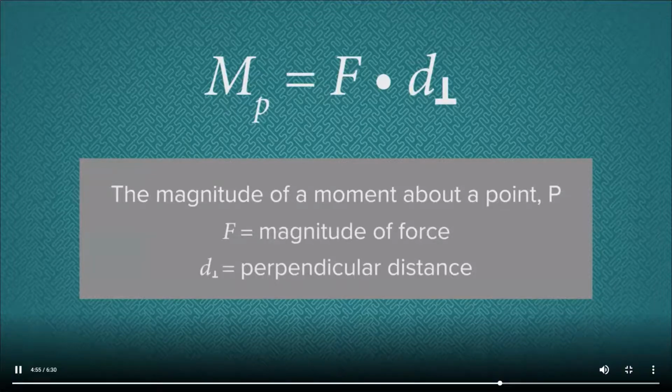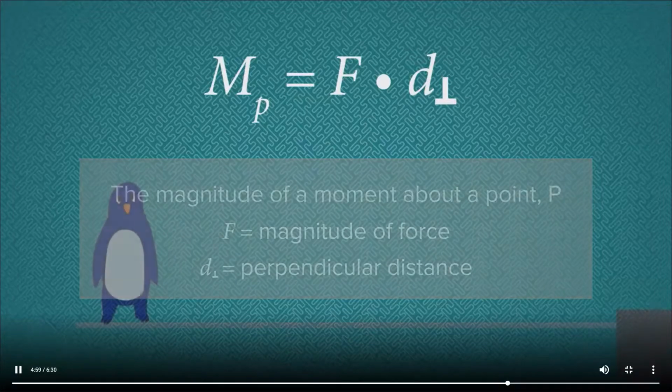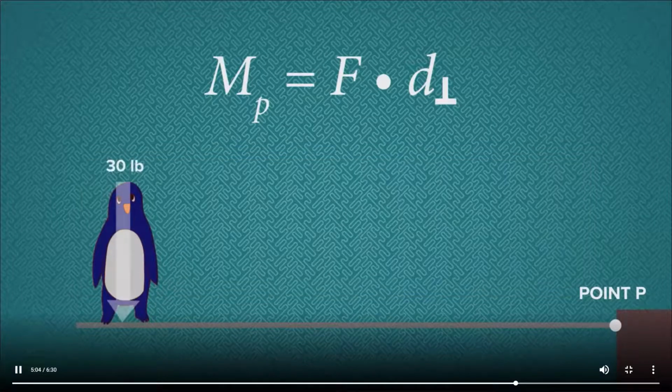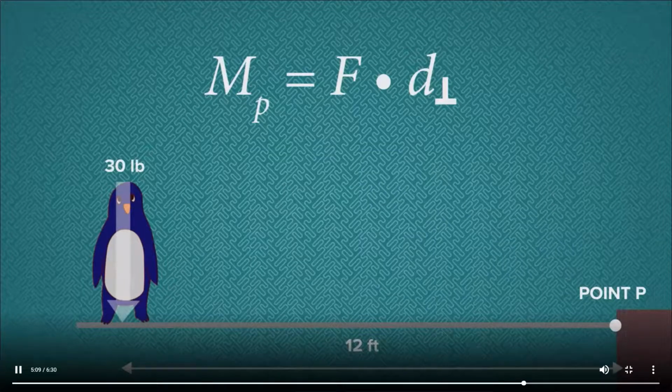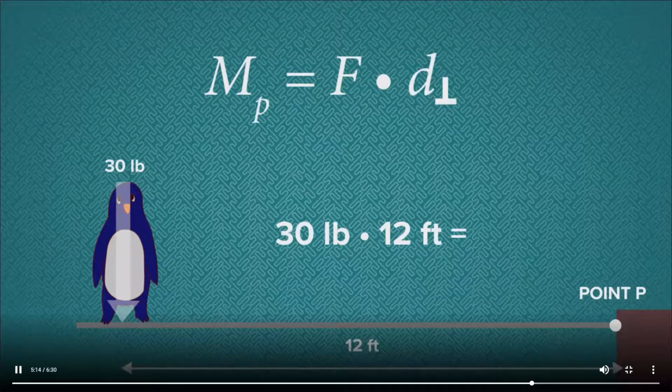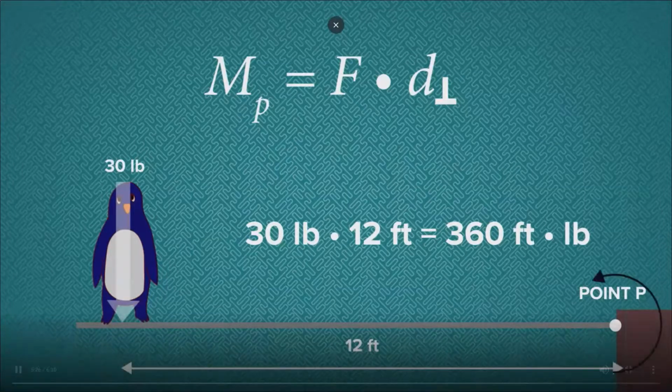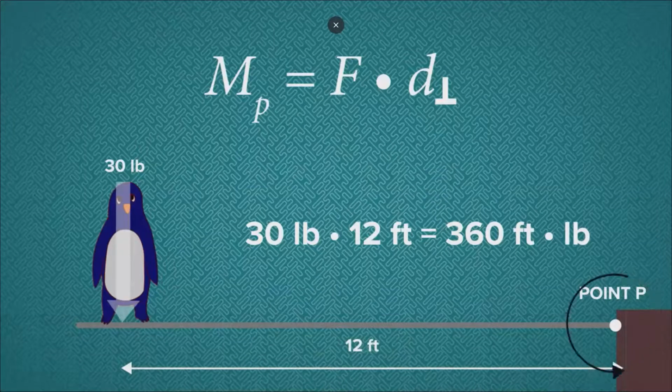Let's calculate the moment caused by the penguin's weight at the supported end of the diving board. Call the point at the supported end point P. The penguin weighs 30 pounds and is supported on the diving board at 12 feet from point P. So the moment caused by the penguin's weight is 30 pounds times 12 feet, which means it creates a moment of 360 foot-pounds. This is not an applied moment force. It's just the result of the penguin's weight. The moment is positive because the force turns the board in a counterclockwise direction from point P.